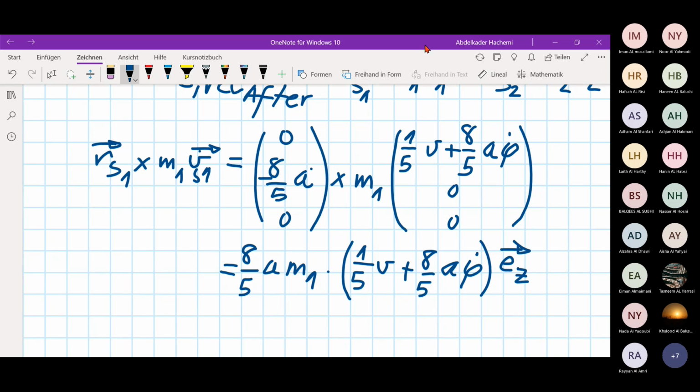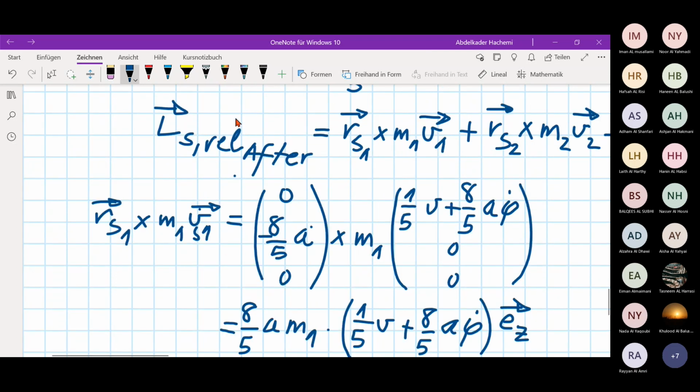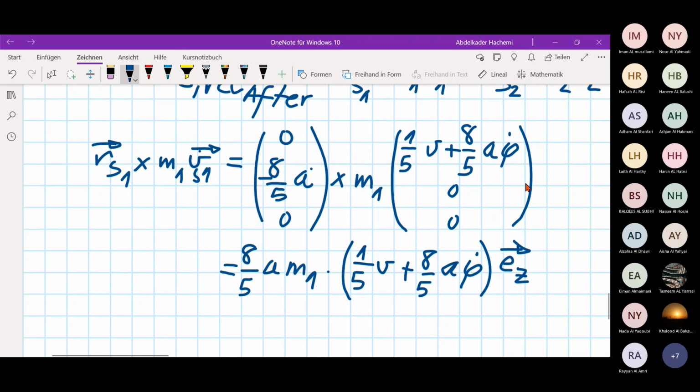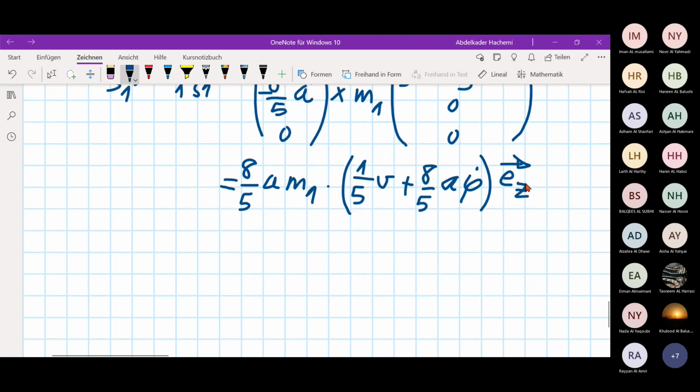This is now the expression of this term here. Now we take the second term, corresponding to the mass M2.